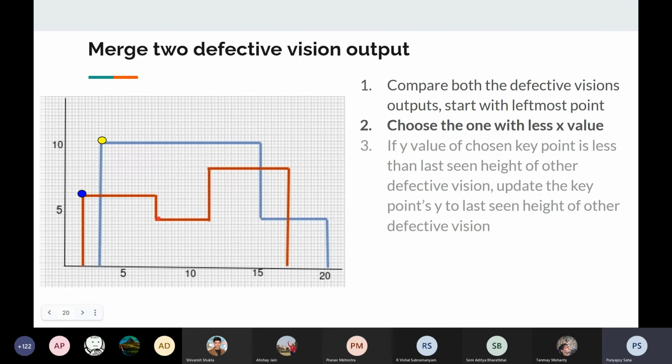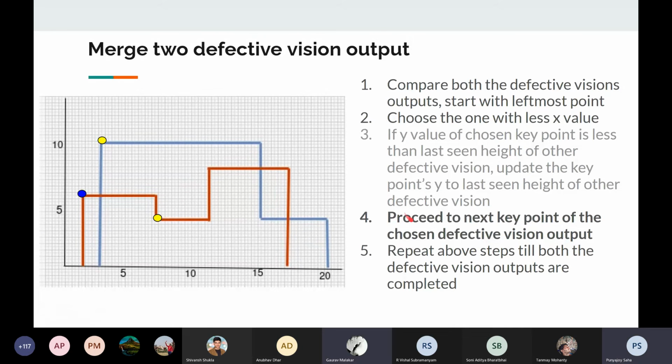So the next key point will be here, right? Can you tell me where will be the next key point for the red line? Let's say this is the key outline, the outline of the defective vision. So this is the first point of this outline, right? Now I am asking, where will be the next point in the outline for this red part? Between 5 and 10, below. Yeah, here, right? Yes, sir.